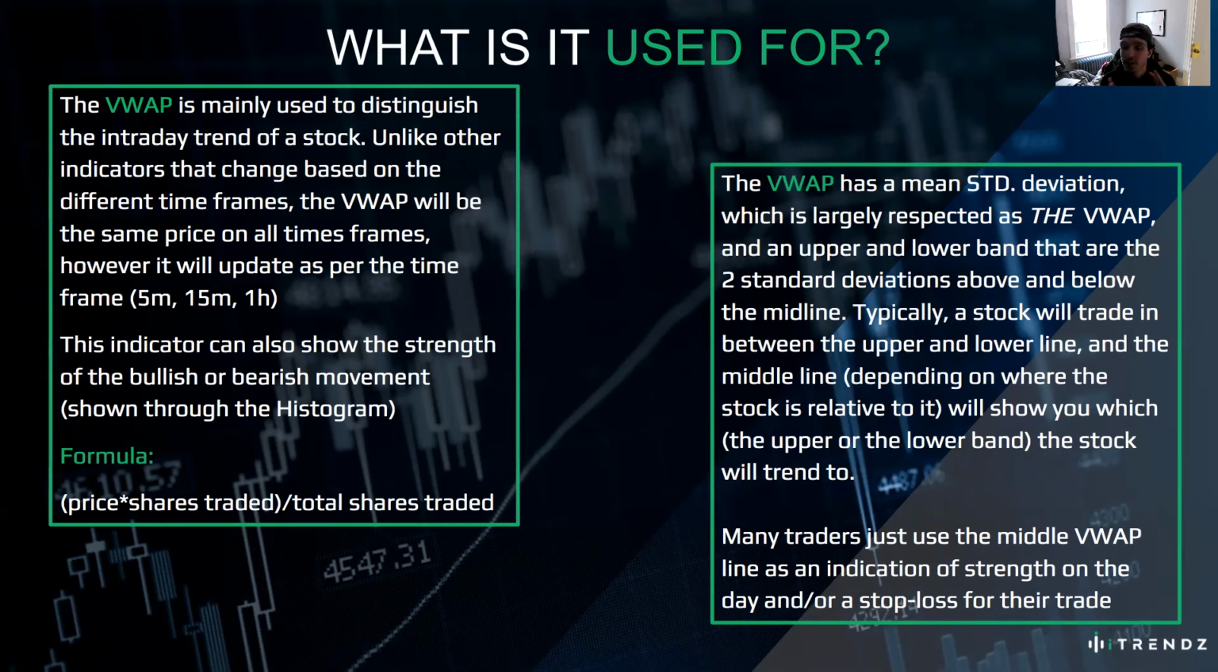Unlike other indicators that change based on your different time frames, like say a 4-hour compared to a daily or an hourly to a 5-minute, the VWAP won't change. It's the same through every single time frame. And for that reason, it's not helpful on larger time frames. It's only helpful on a 5-minute, or if you're a 1-minute trader.